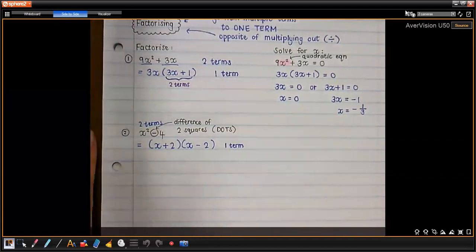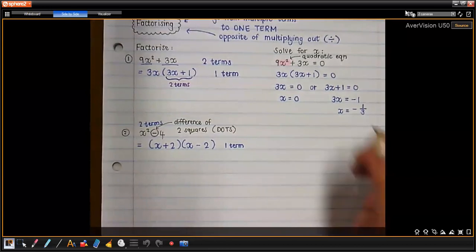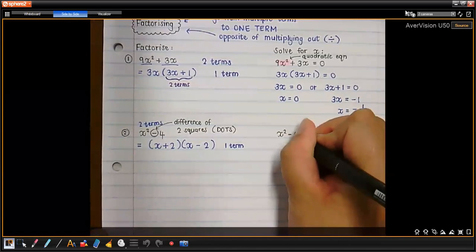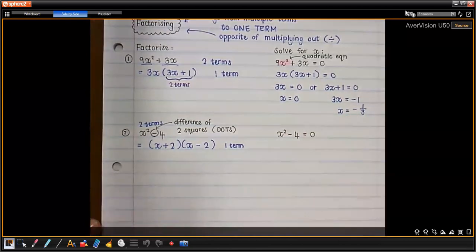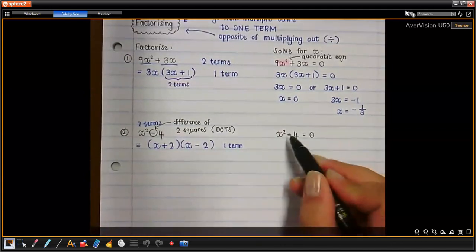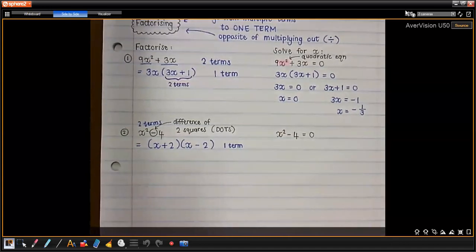But now, if they give us that same difference of 2 squares, and they now make it equal to 0, now we can actually solve for x. Now we can actually find the values of x that will make this equation true. Notice, guys, it's an x squared, so it's a quadratic equation, meaning we're looking for 2 answers.